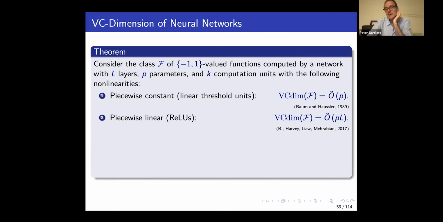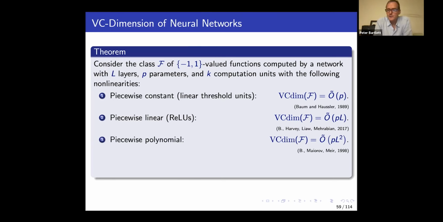For the piecewise linear case, you can use a refinement of the Goldberg and Jerem result that I mentioned to show that the VC dimension is of the order of p, number of parameters, times the depth. And actually, although the notation here is not showing it, this should be a theta, right? There's a lower bound of order p times L as well. So that dependence on depth, it's more than just proportional to the number of parameters. It actually grows with the depth.